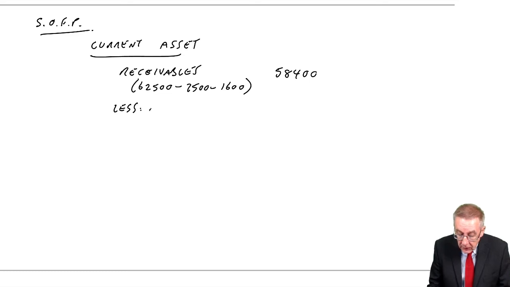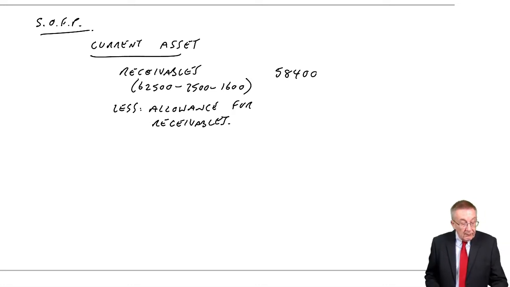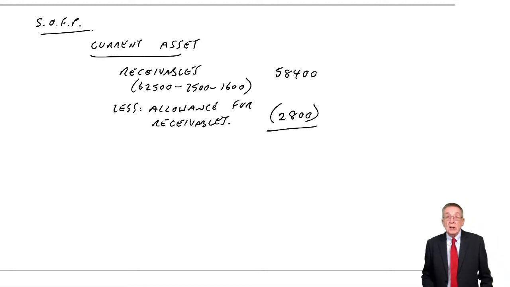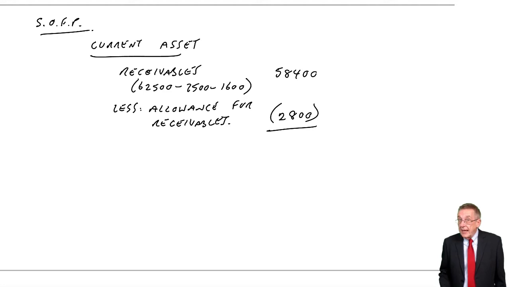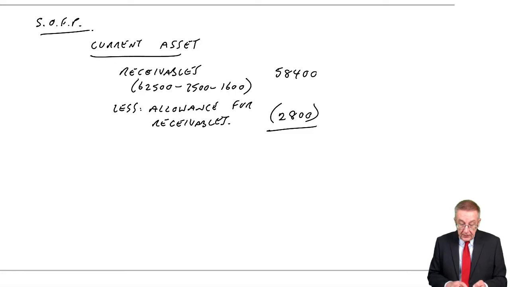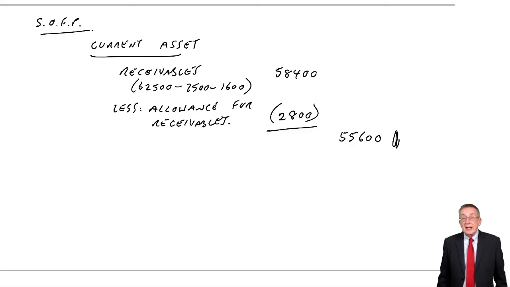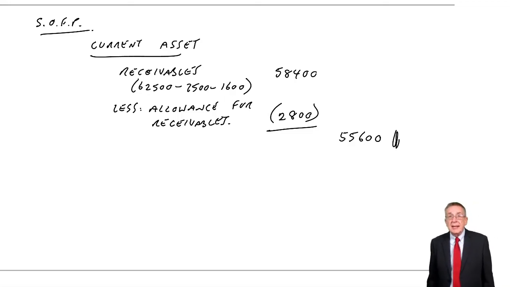We subtract what we call an allowance for receivables of 2,800. There's 2,800 included in the total, which we might not get. It's doubtful. And that leaves us with a final figure for receivables of 55,600. So that would be the final figure, subject to the fact there's one more line I've yet to deal with. That would be the final figure.